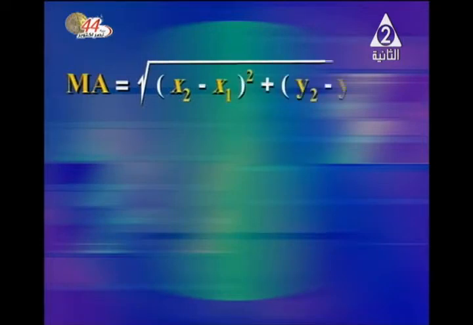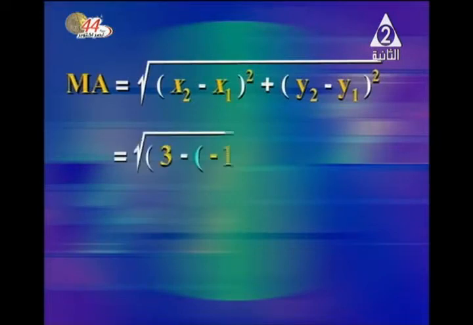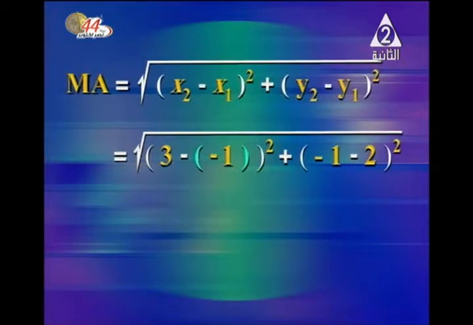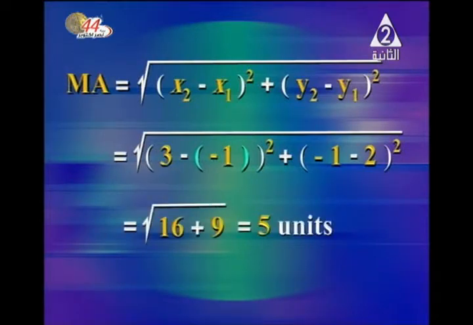It is the square root of (x2 minus x1) all to the power of 2 plus (y2 minus y1) all to the power of 2. So it is the square root of (3 minus -1) all to the power of 2 plus (-1 minus 2) all to the power of 2, which gives square root 16 plus 9, which gives a result of 5 units. So MA equals 5 units.